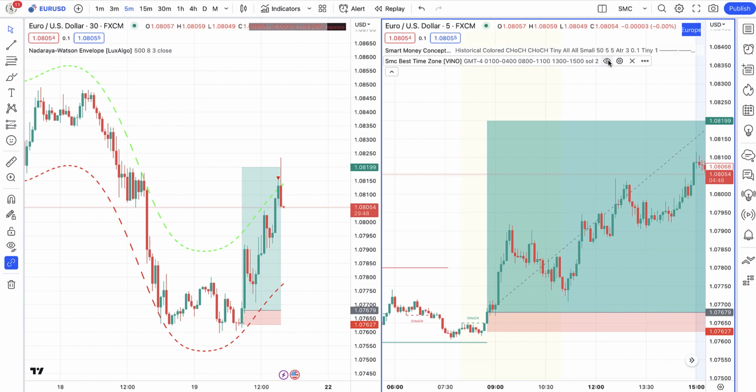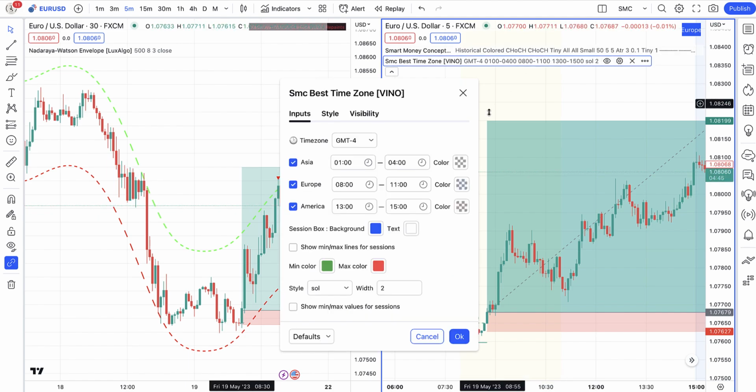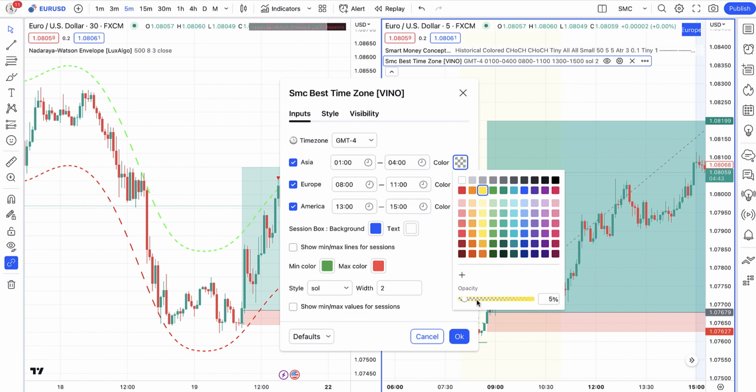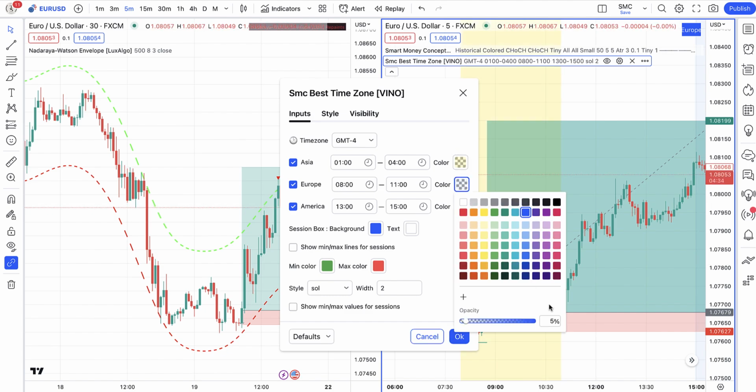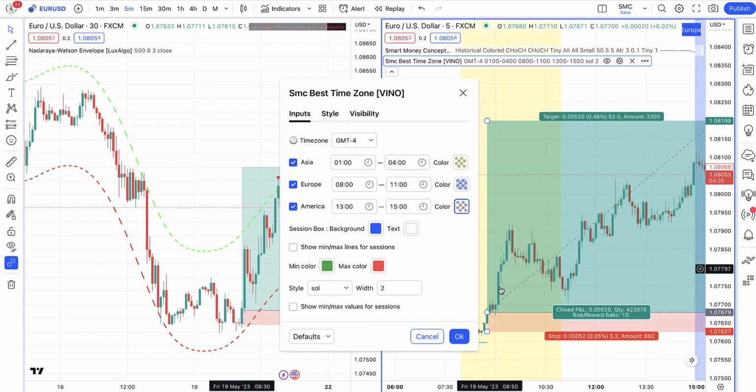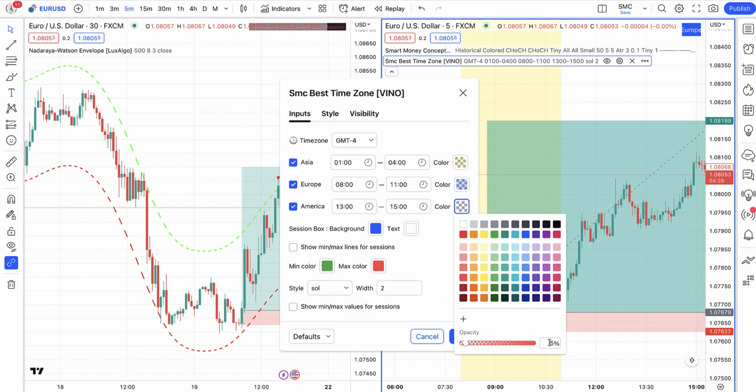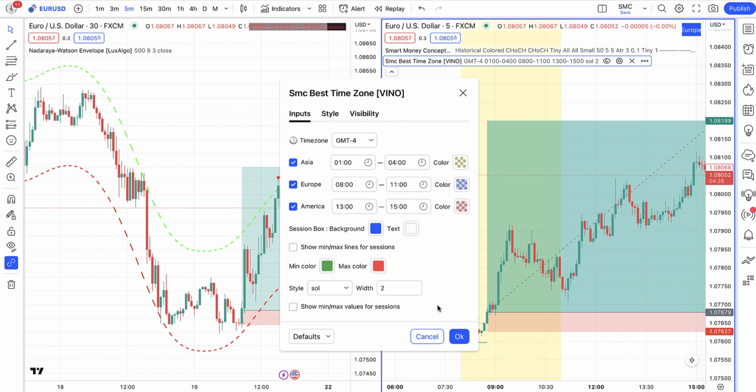So let me just make the colors a little bit stronger so it will be more clear. The opacity we can change to 25. This is 25. This is 25. This is 25. So like this, it will be more clear.